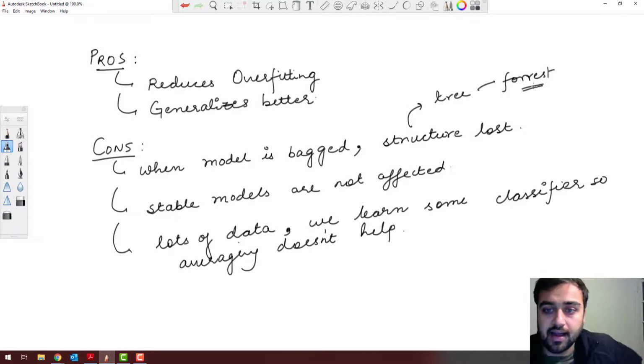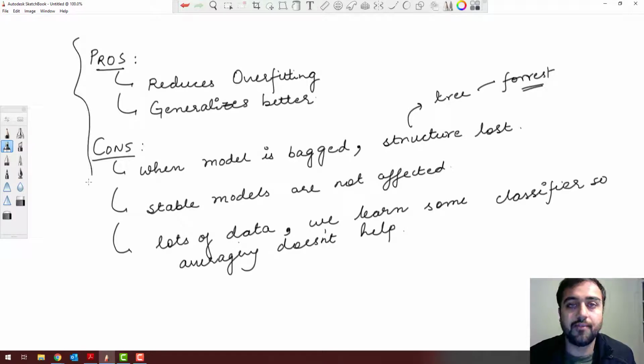And as we know, this is used mostly on unstable algorithms, so stable algorithms are not affected by it, right? So if there is lots of data and we learn some classifiers, they'll have a lot of different outputs. Those different outputs, if we average them, the output does not help us too much, or it is not what we want, right? So these are some pros and cons for our bagging method.